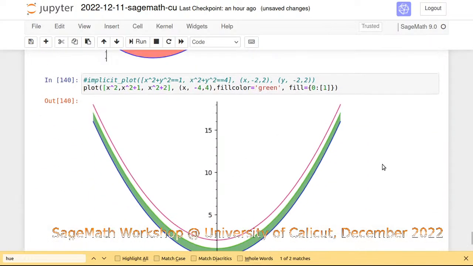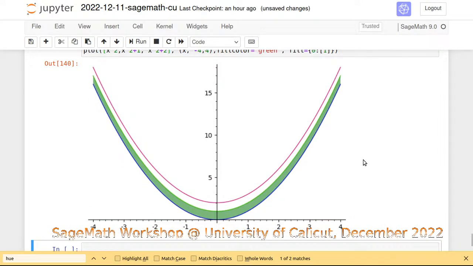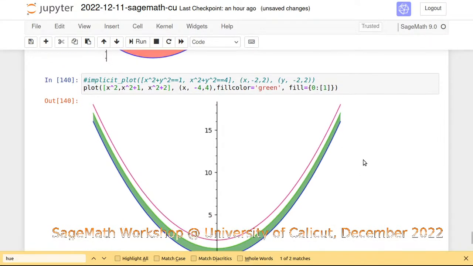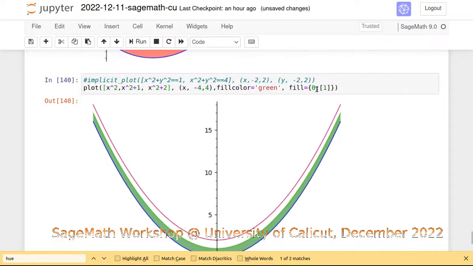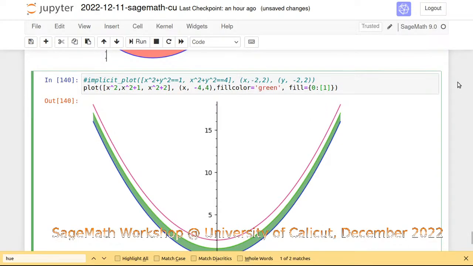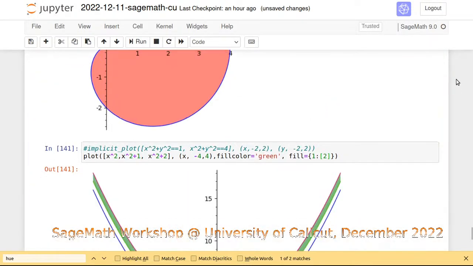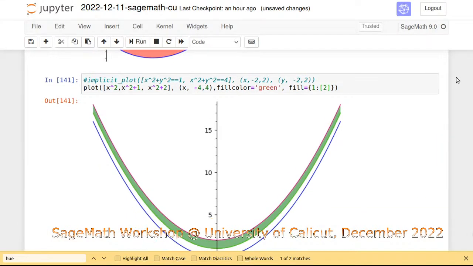There is no filling now. There is no filling now here. So 0 to 1 it's filling. So which is the curve x square? X square is the bottommost curve. From 0 to 1 it's filled. Okay, let us see. 1, 2. Will it fill? Now from 1 to 2 it's filled.